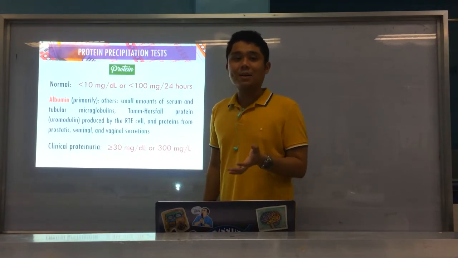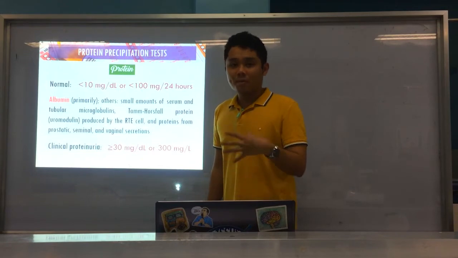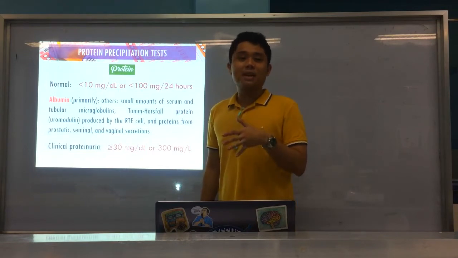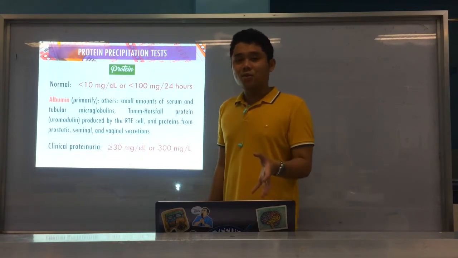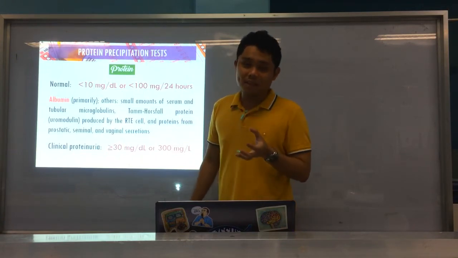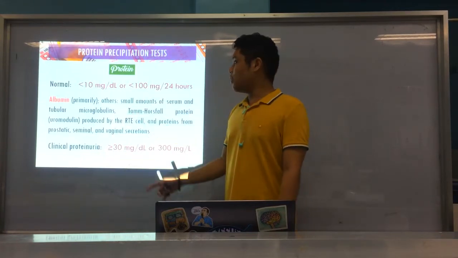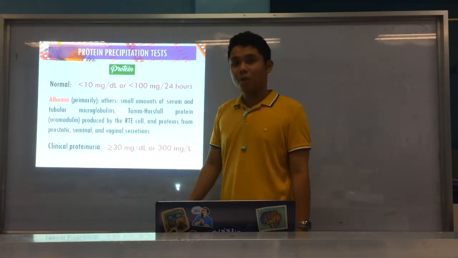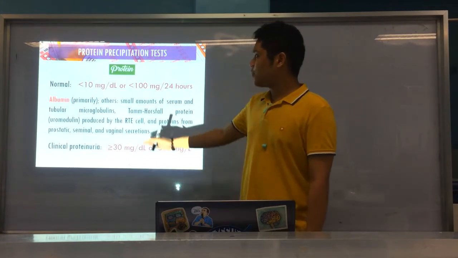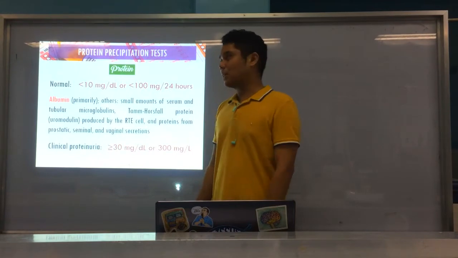Now, if there is albumin in the urine in large amounts, then that could be a real problem in the kidneys. Because again, albumin is not normally released into the urine because albumin is repelled by the shield of negativity. Remember? Okay? So again, the normal is less than 10 mg per dL or less than 100 mg per 24 hours. If you are positive for protein, it is primarily albumin, again, in quite a small amount.